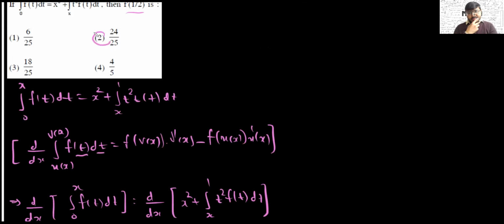Okay, so it is very much required to keep this theory, Leibniz rule, in your mind. Otherwise, you won't be able to solve this question. Moving on to the next one.